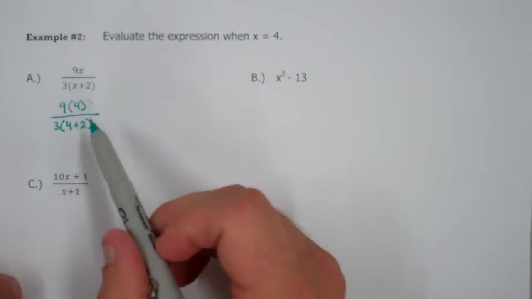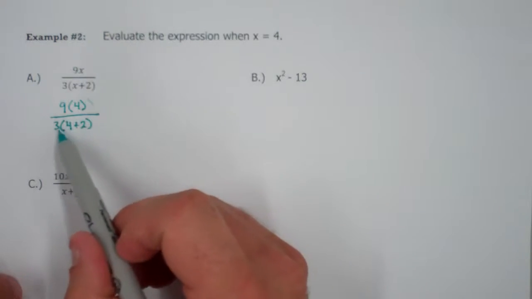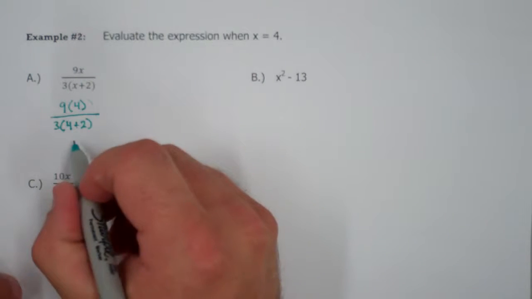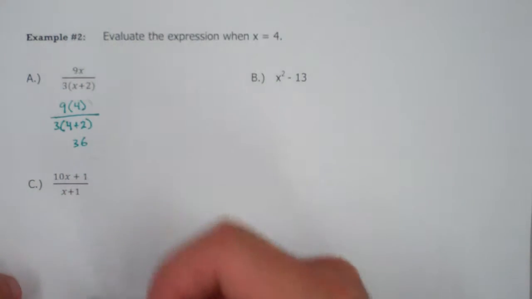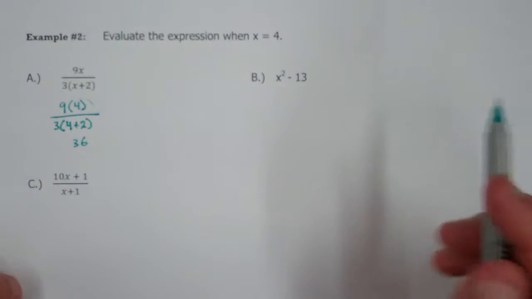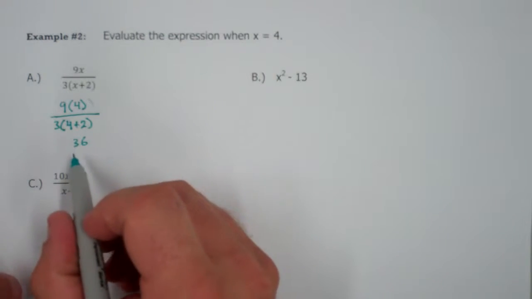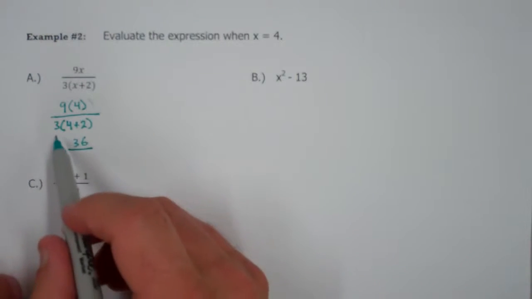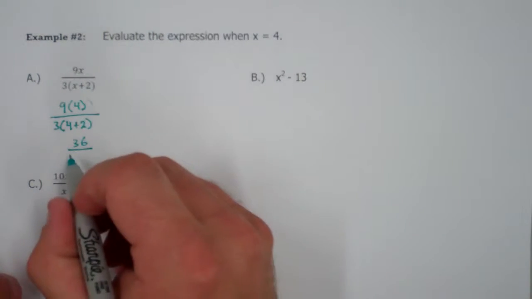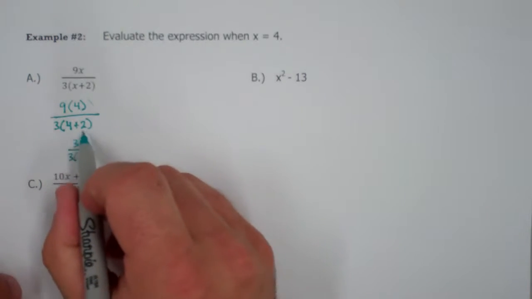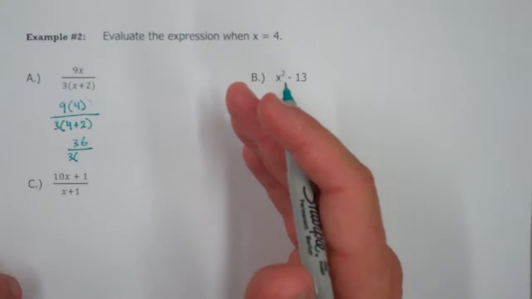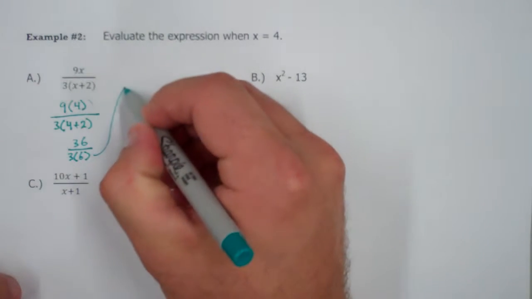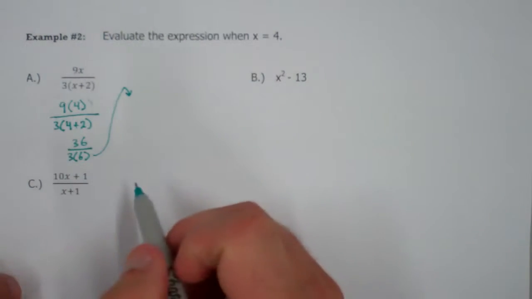Turns out that we can do our operations in the top and in the bottom at the same time. So let's do this 9 times 4, which is 36. If you prefer to wait, you wouldn't be wrong. This just will help us sometimes in working the problem a little bit quicker. And then we've got 3 times 4 plus 2. And we need to do what's inside the parentheses here first. So 4 plus 2 is 6. And then I'm going to continue this problem up here on the top. I'm kind of running out of some room.